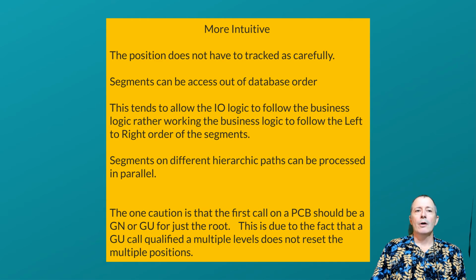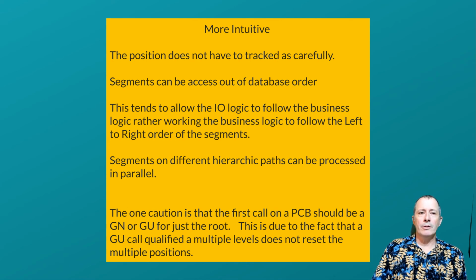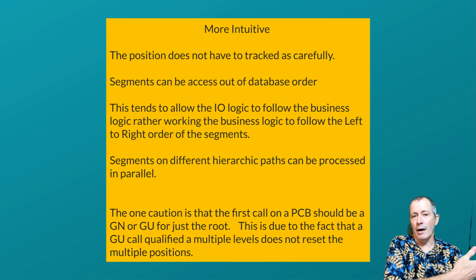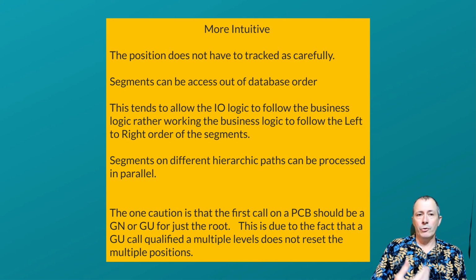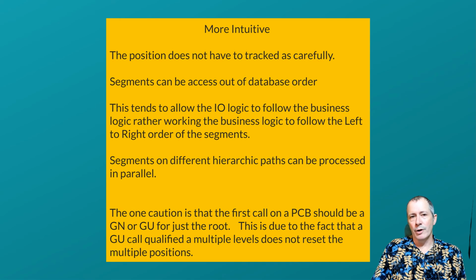The one major issue I've seen is not resetting or clearing the position when processing a root multiple times back to back. I personally control this risk by avoiding path calls when using get unique or get next with parents. In other words, make the first call on a PCB using get unique or get next be root only.